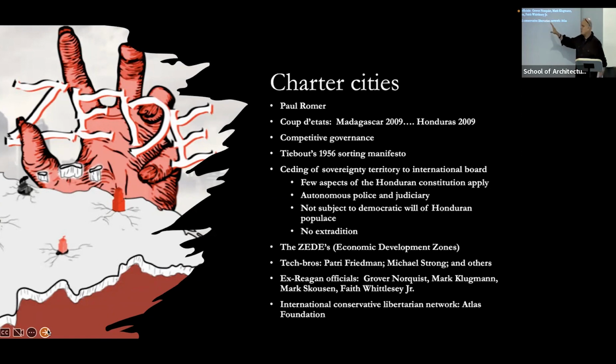Faith Ryan Whittlesey recently passed away, who was one of the heads of the public affairs office that the Reagan administration had, which was intended to basically put a good face on how the wars in El Salvador and Nicaragua were going. And then you also have an international conservative libertarian network that's involved in some of these projects called the Atlas Foundation, which is dispersed around the globe. And it's got a very prominent presence in Brazil, in Chile, in the United States, Canada, the UK, and elsewhere.